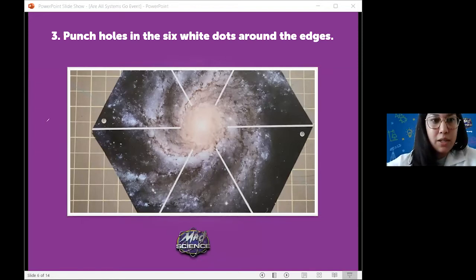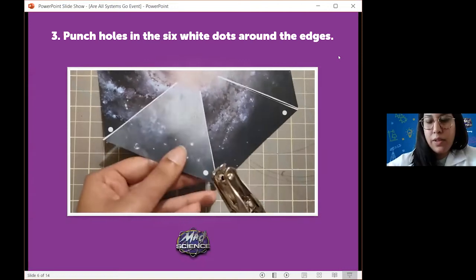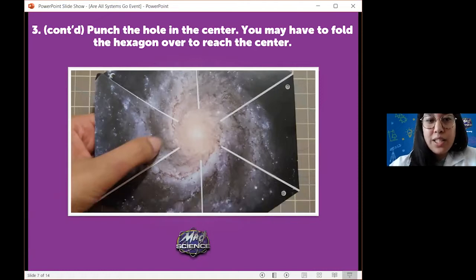Okay, so I'm gonna go on to the next slide. And we're still hole punching in this next step. Oh, my PowerPoint is paused. I'm just gonna stop sharing and reshare it maybe. Oh, there we go, it's working. Okay, so there's one more hole to punch out. You need to punch the hole in the center.